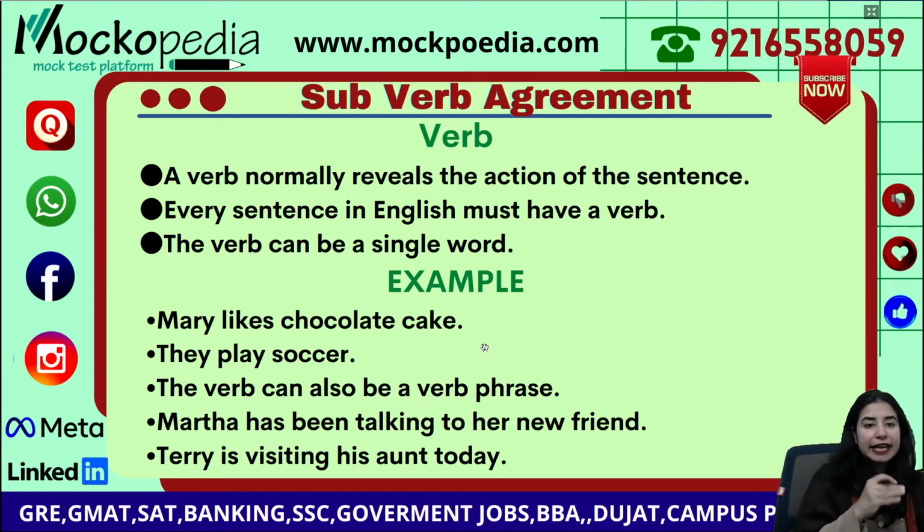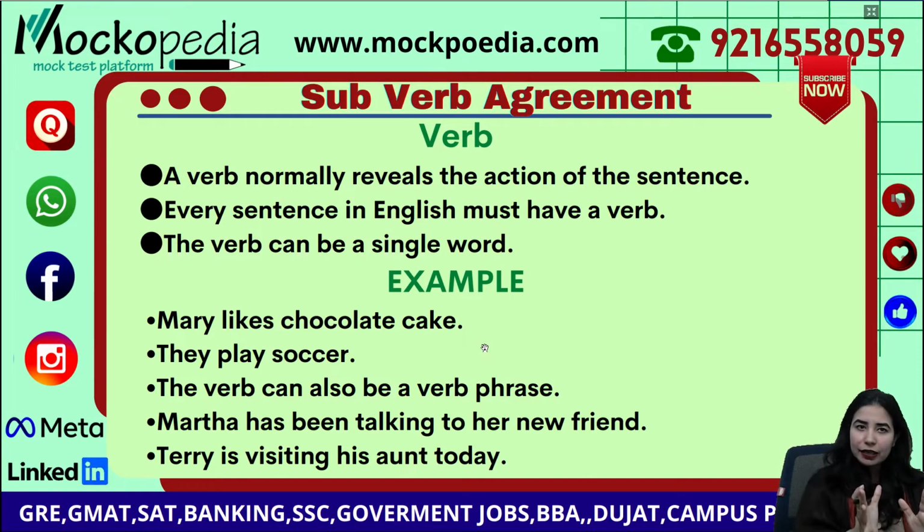Come to the next. Terry is visiting his aunt today. So is visiting is the entire verb phrase. Verb phrase means a group of words that begin with the verb, like a prepositional phrase is a group of words that begin with the preposition, right? So is visiting in this case would be the verb.